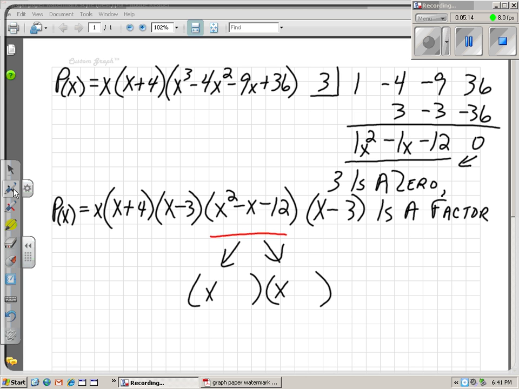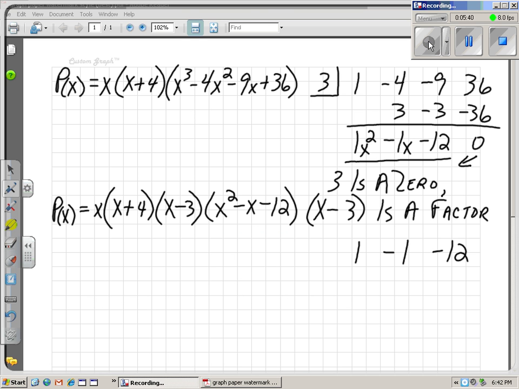We could factor this just using the regular factoring method into x minus 4, x plus 3. So that's one way of factoring that final polynomial. So my final answer would be that right there. So p of x, my polynomial p, would be that right there. But if you're not able to spot that, well, then we just go back to our synthetic division.